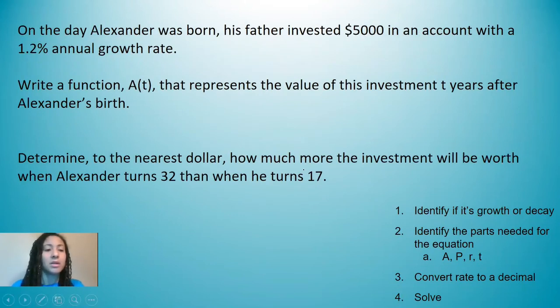It says, on the day Alexander was born, his father invested $5,000 in an account with a 1.2% annual growth rate. First thing we want to do is write a function, A of t, that represents the value of this investment t years after Alexander's birth. Then we want to determine to the nearest dollar how much more the investment will be worth when Alexander turns 32 and when he turns 17.